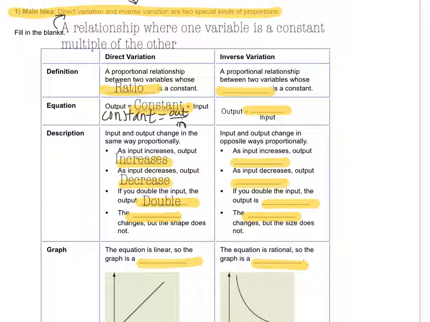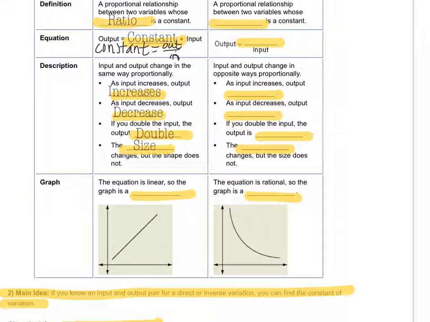The other thing is that the size is going to change, but the shape does not. It's going to make sense in a minute. If you looked at the lesson that they had on Apex, then what you saw was the rectangle, and they talked about how the rectangle changes. What's also important is that we look at the graph. The graph of a direct variation, the equation is linear, so the graph is also going to be linear. It's going to be a line.